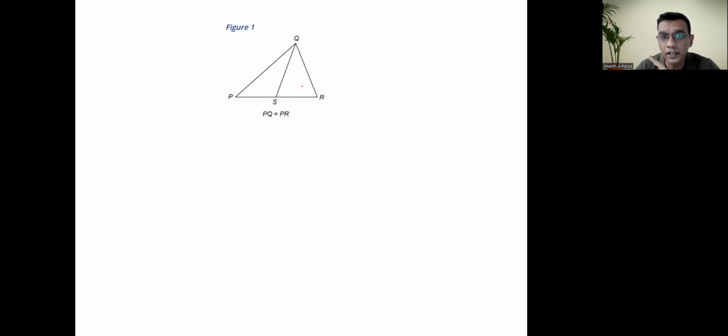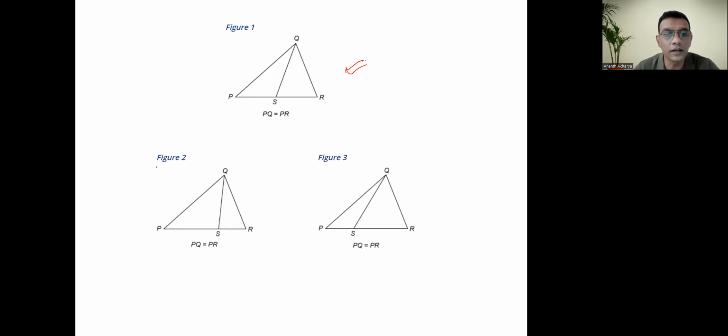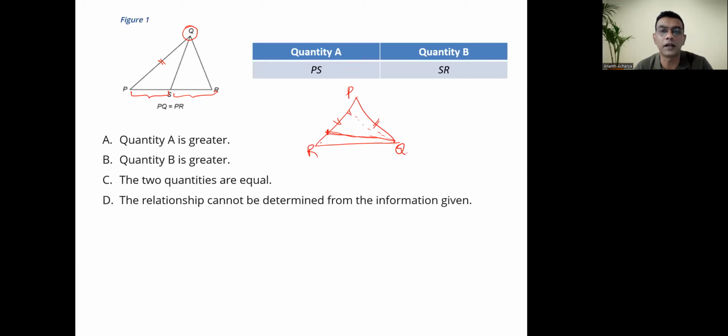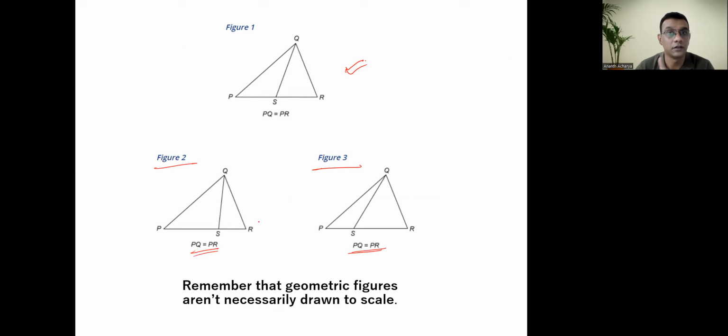What I have done, I have taken the image given by the geometrical figure in the question, and I have redrawn it to my understanding, right? Where I have said that, look, S can be closer to R or S can be closer to P. I have not changed the basic condition given that PR is equal to PQ. That has remained the same. But now, can you tell me the comparison of PS and SR? You cannot tell me the comparison, right? So you know that PS and SR cannot be compared and thus the relation cannot be determined from the given information. So what we are doing here is using the fact that geometric figures aren't necessarily drawn to scale.